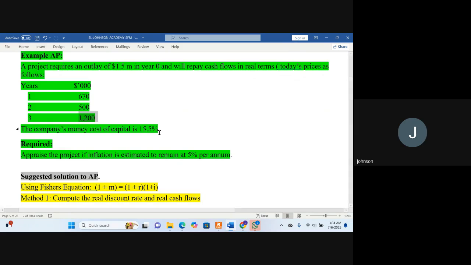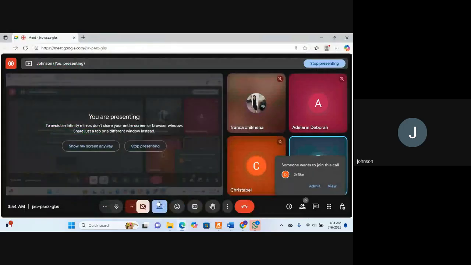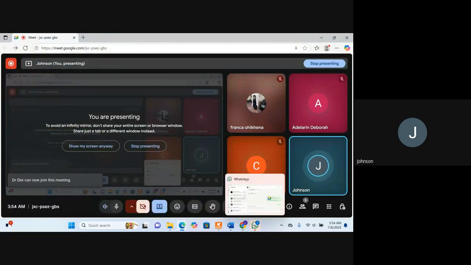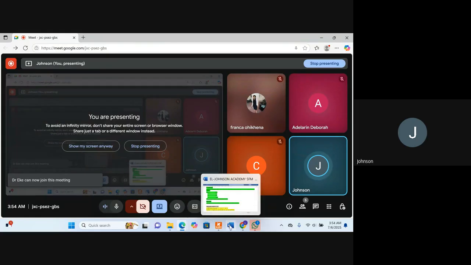Now remember, taking note of what we've said, let's look at the requirement. Appraise the project if inflation is estimated to remain at 5%. So the inflation rate given in this question is 5%. If the inflation is expected to remain at 5%, what are you to do? We are trying to solidify the knowledge I gave us.